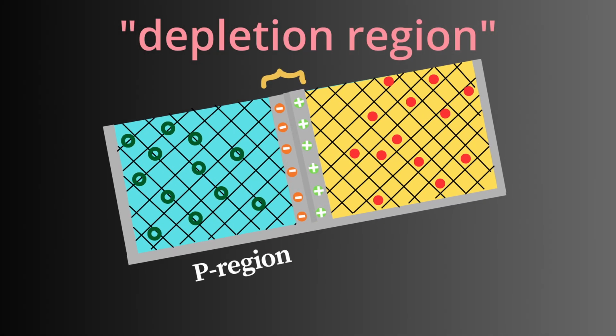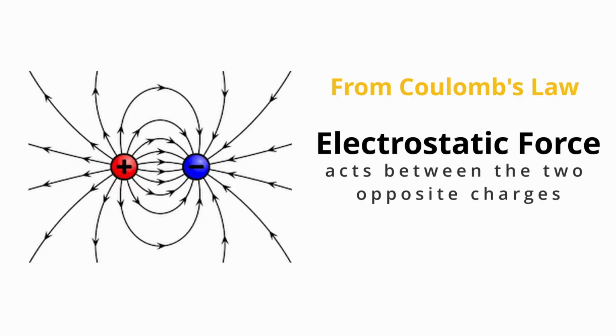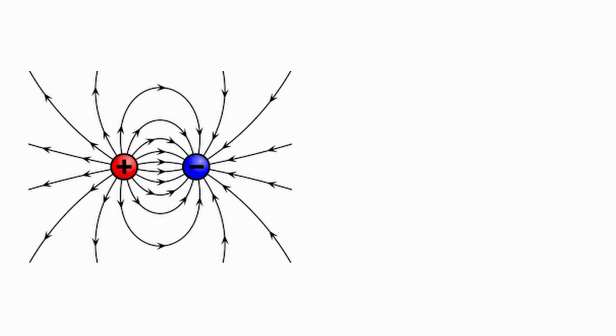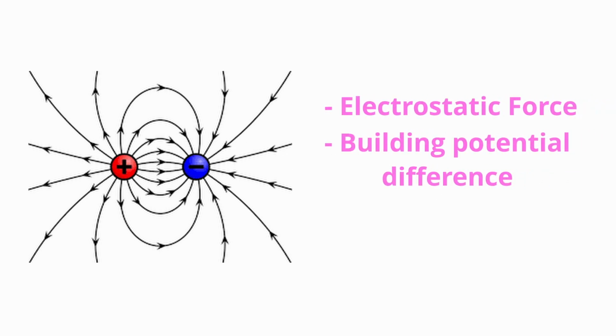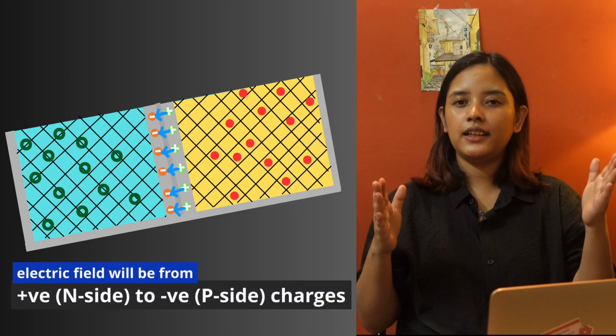In reality, the depletion region is created in a very short period of time, and it is very thin as compared to the rest of the p and the n regions. Now, if you remember from your high school physics, when two opposite charges are brought close enough, an electrostatic force acts between them. So in this case also, there will be an electrostatic force, a built-in potential because of the positive and the negative charges, and a resultant electric field starting from the positive charges and ending on the negative charges.